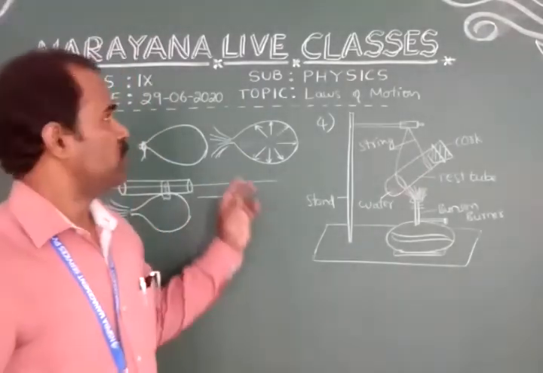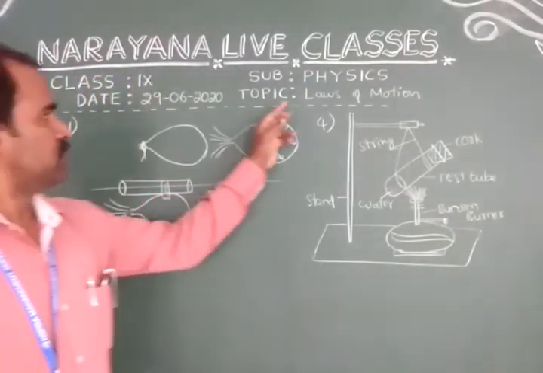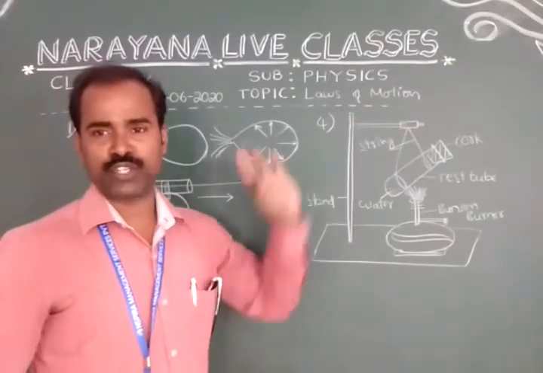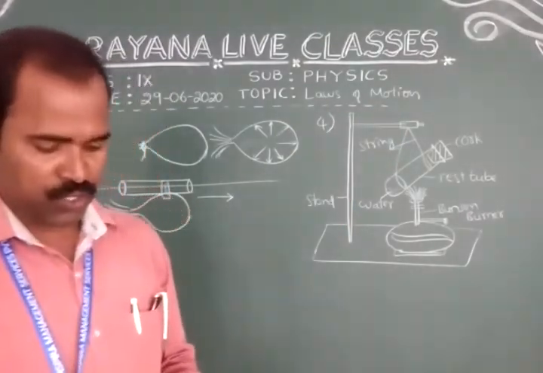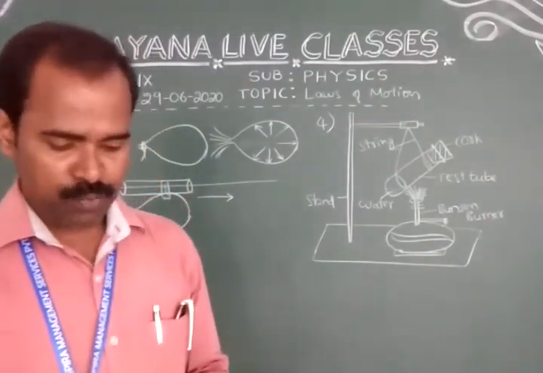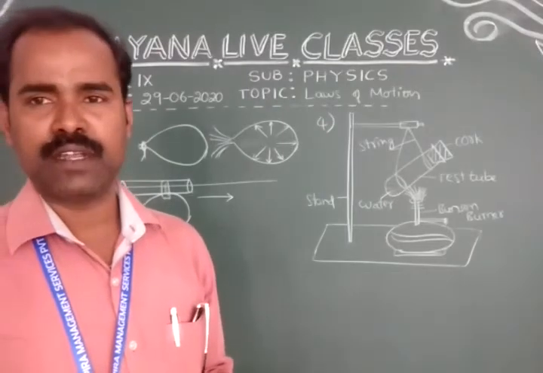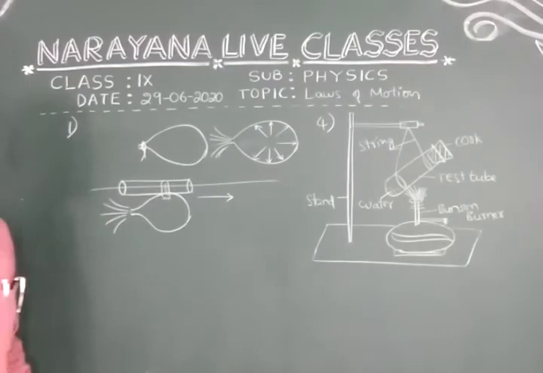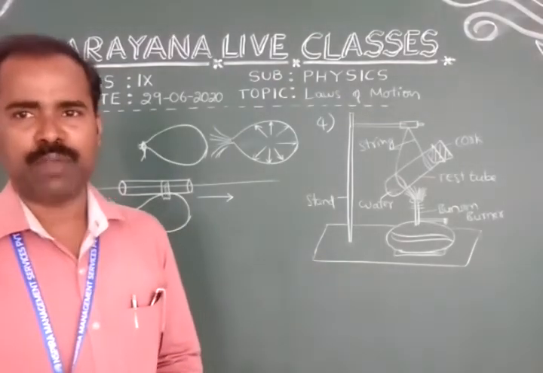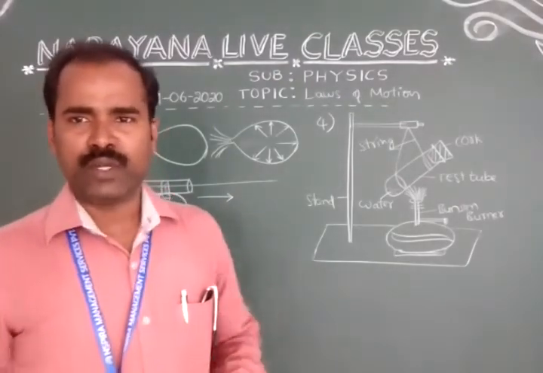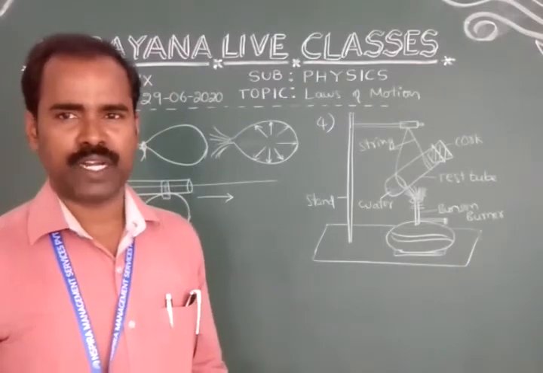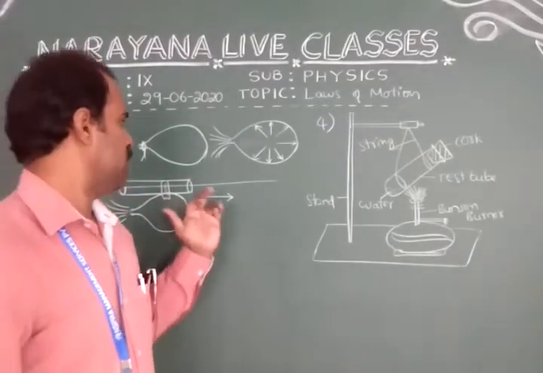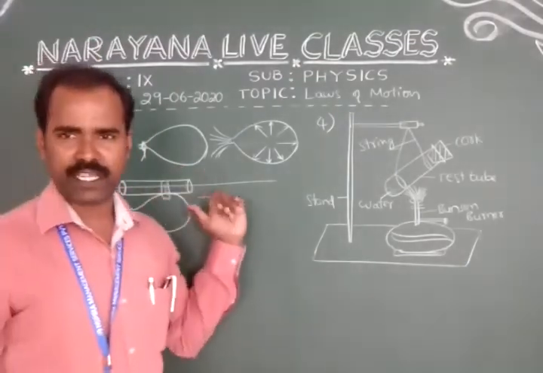Today's assignment for class 9 topic is laws of motion. In that, first question: what is the principle behind the balloon rocket? Explain. The principle behind the balloon rocket is Newton's third law of motion. That is, action on the air and reaction on the balloon.